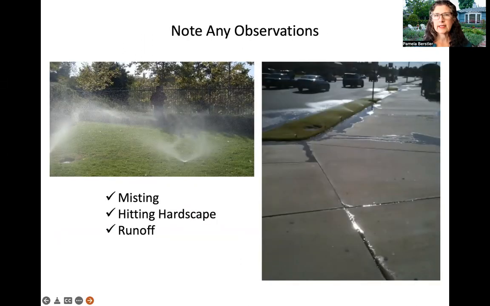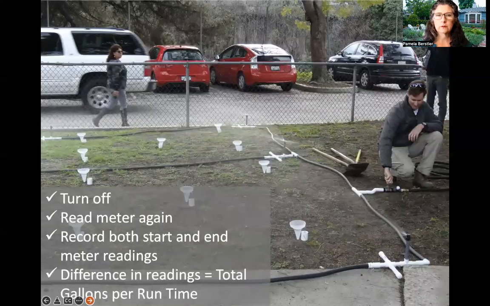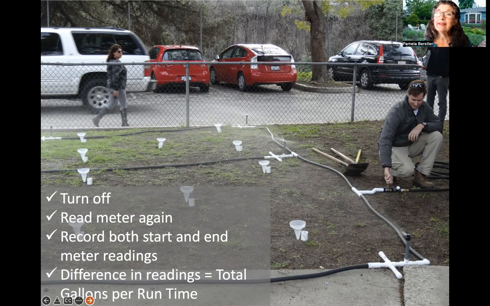And once again, you are writing down, recording any observations. So is there any obvious misting? Are you seeing runoff? If you see runoff, calculate how quickly that happens, right? It could be as short as 3 to 4 minutes before you start seeing water run off the landscape. And then once you've hit your minimum capacity, your time or your amount, you turn it off. And then you want to read the meter again, because the difference between those two numbers is going to tell you how many gallons you actually used during the audit.